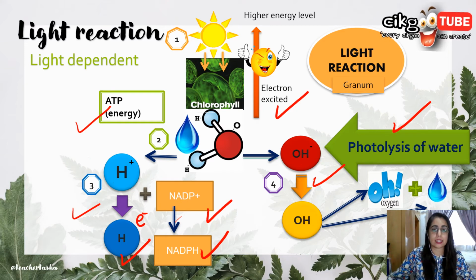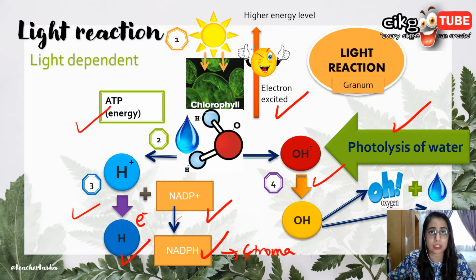I think I write it down here. So this NADPH goes into the stroma. Now, chlorophyll pigments attract the electrons from the water via photolysis to be stable. These hydroxide ions will lose electrons, and these electrons will then be received by the chlorophyll. So now the hydroxyl group will combine and form oxygen and also water.